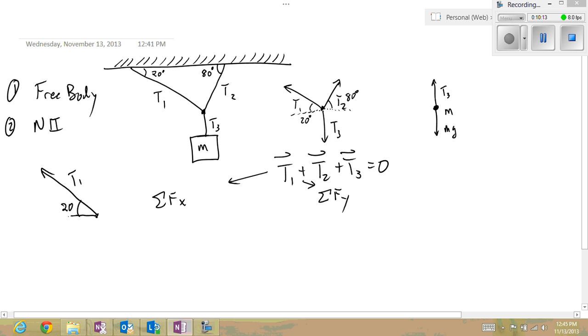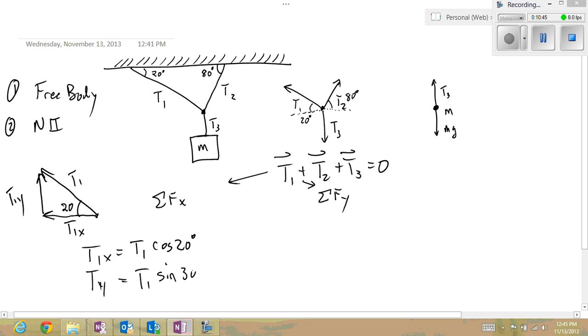So there's going to be a component of T1 pointed in the x direction, which I'll call T1x, and a component of T1 in the y direction, which we will call T1y. T1x is going to equal, well, that's the near side of my triangle, so this should be T1 cosine 20 degrees. And T1y, which is the vertical side opposite of my angle, is going to involve sine. It's going to be T1 sine 20 degrees, sorry. Okay.